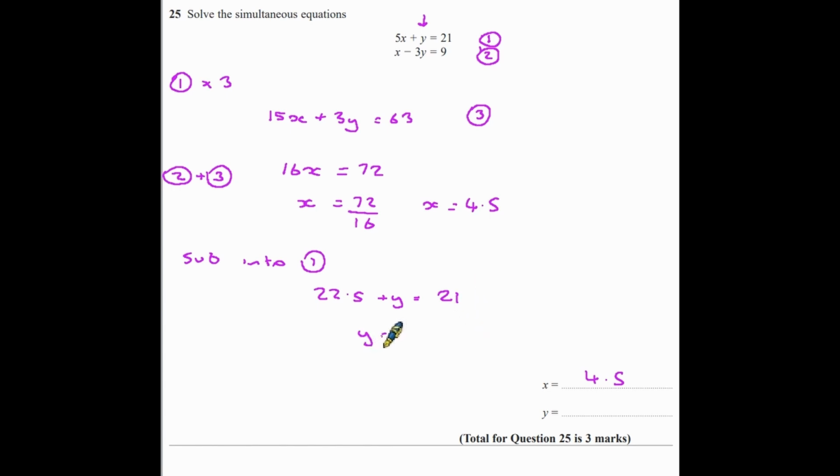21. Y is therefore equal to 21 minus 22.5. Therefore y is equal to minus 1.5. And that is the answer to y. You could have done this other ways. You could, for instance, have multiplied the equation 2 there by 5. So you'd had 5x on both and taken one away from the other. There are options. This is simply the way that I choose to do it.